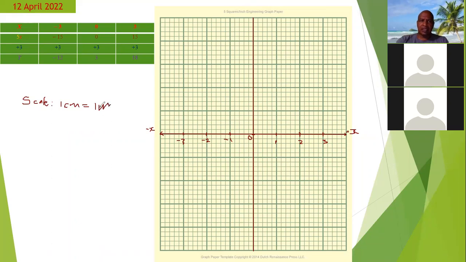All right, 1 centimeter equals 1 unit on the x-axis. And now for the y-axis, we notice that we will have to use a different scale. Instead of using 1 centimeter to represent 1 unit, as we did on the x, now we're going to use 1 centimeter to represent 5 units. So we're counting by 5.